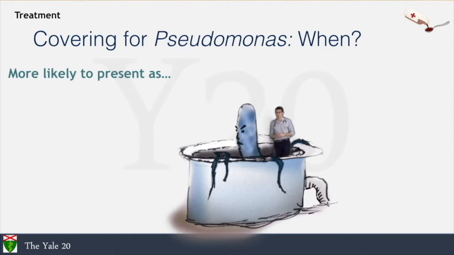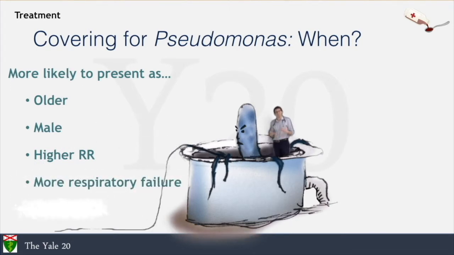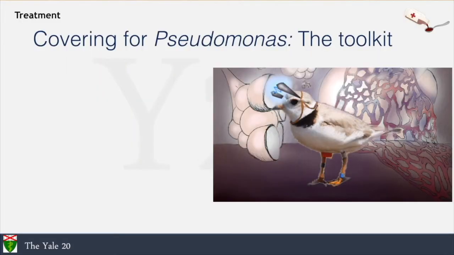And I think our viewers should know that according to a recent article from the journal Chest, patients with Pseudomonal CAP are more likely to be older, more likely to be male, and they're more likely to present with a higher respiratory rate, so more tachypnea, and worse respiratory failure, but actually less fever. Who knew? So when we want to treat for Pseudomonas, how do we do it?